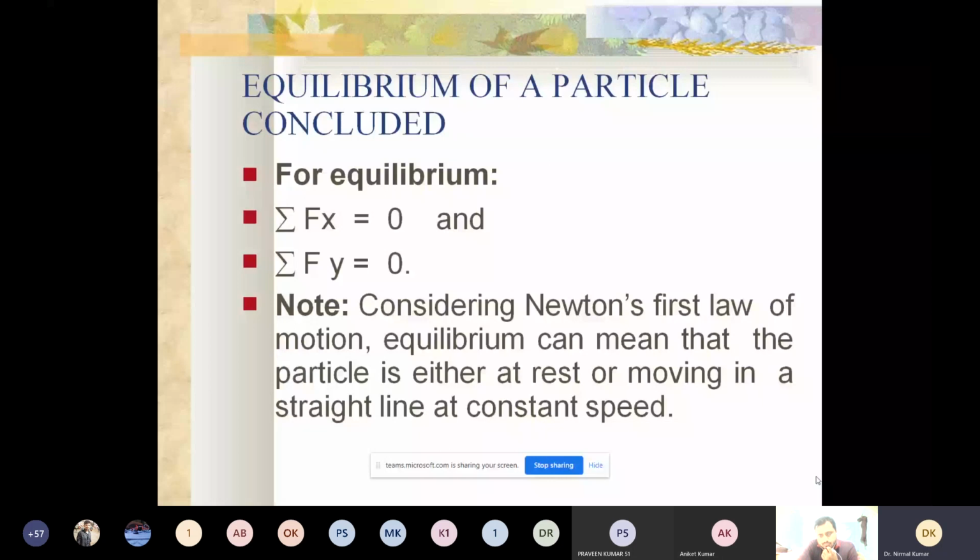We are discussing coplanar forces. Considering Newton's first law of motion, equilibrium can mean that the particle is either at rest or moving in a straight line at constant speed. This is Newton's law.